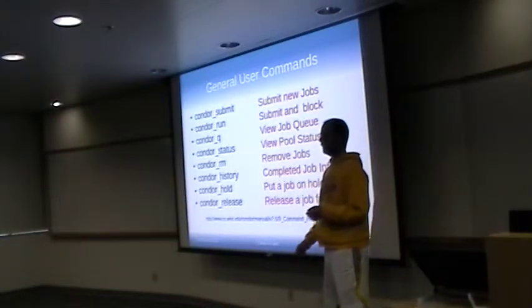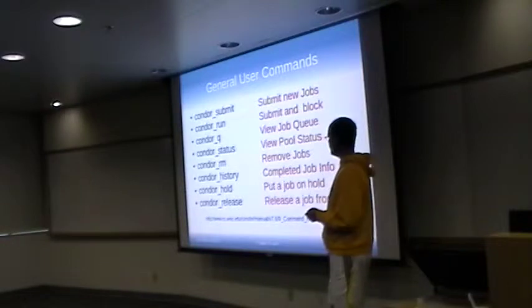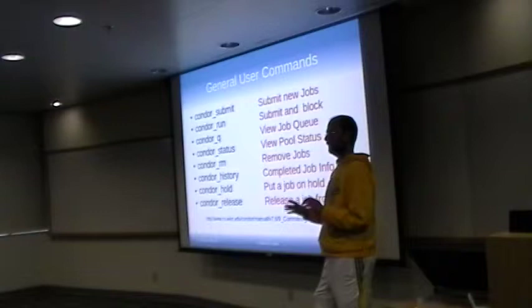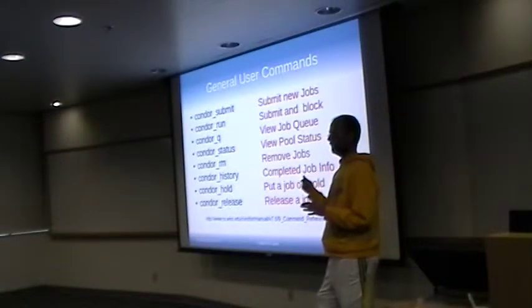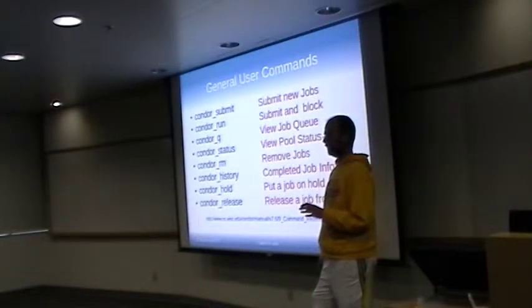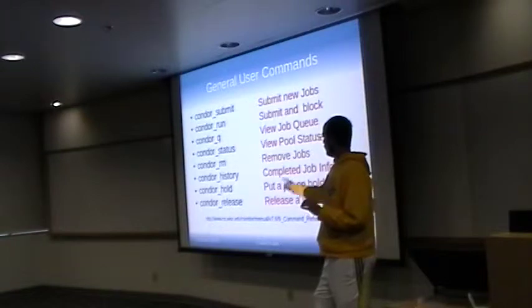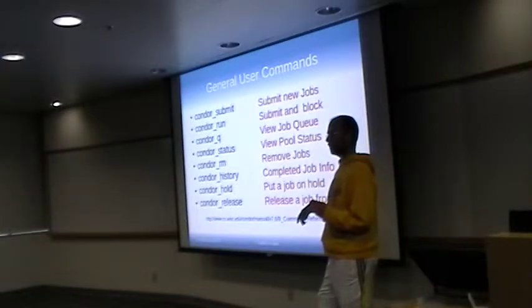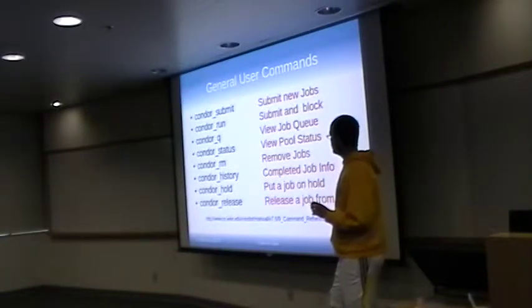Condor history will tell you about the jobs that you completed. As I said, Condor Q will only tell you about jobs that still have to complete. The moment the job completes, it gets removed from the schedd and moved into a history file. Condor history is how you get this information out of the file. And then you have Condor hold and Condor release. Condor hold essentially means keep it in the queue but don't start it. Condor release says, okay, a job that was on hold, put it back in an active state so it can actually be matched.